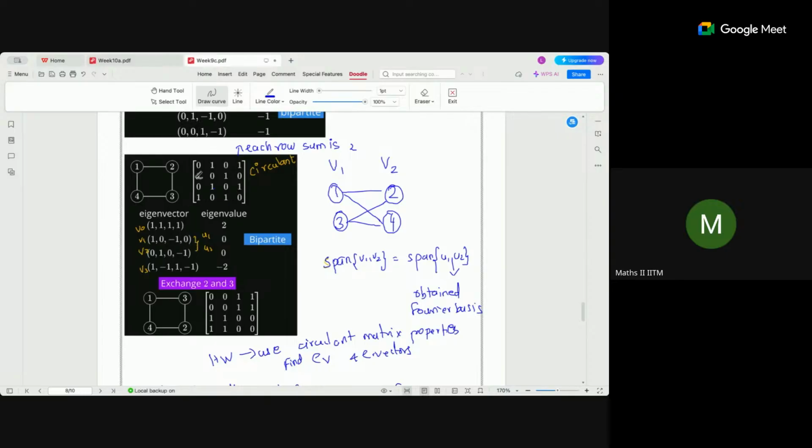Okay, what the professor has mentioned is that you have two columns. These two columns are exactly the same. Similarly, these two columns are exactly the same. It means the rank of this matrix is 2. So the nullity must be 2. So you must be having two linearly independent vectors corresponding to the eigenvalue 0. This is what he has mentioned. Nothing more than that.